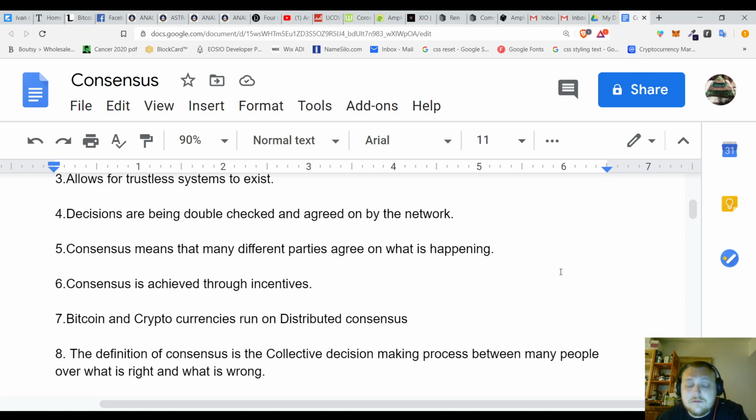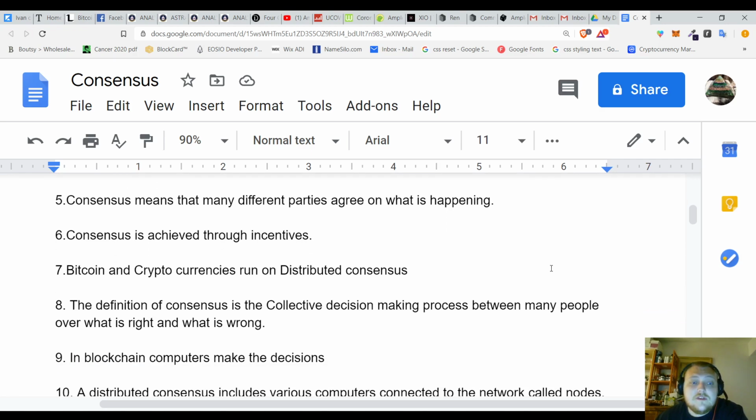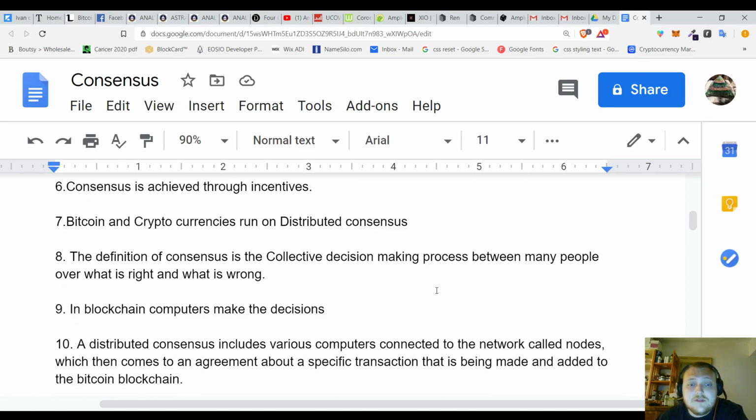In the case of Bitcoin blockchain, it's many different computers have agreed on what is happening. And consensus is achieved through incentives, and I'll get more into that later. The incentive for Bitcoin is what's called mining. It has an incentive to mine, because that's how consensus is achieved in Bitcoin. Bitcoin and cryptocurrencies run on distributed consensus, like I said before.